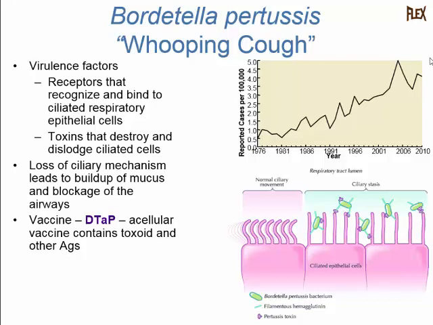The toxin binds to the ciliary cells, and then the cilia is paralyzed. With the inability of the cilia to move mucus along, the cilia is non-functional, is completely destroyed, and the patient then cannot move mucus out of their lungs, which perpetuates the whooping cough, which, you know, is how the bacteria has gotten its name.